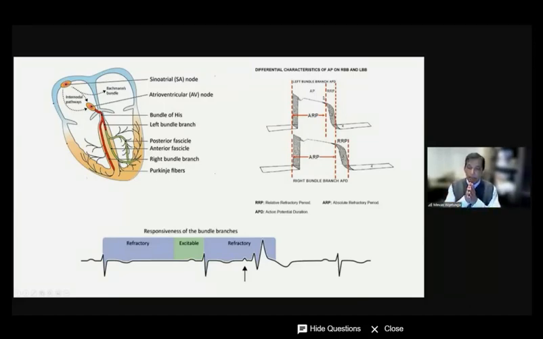So when the premature beat enters the ventricle, the right bundle does not accept this as well as the left bundle. So it travels down through the left bundle and it goes slowly through the right bundle because it's in the relative refractory period. And then you get this right bundle branch block pattern, which is a functional issue. So that is called right bundle branch block aberration because the premature beat falls within the refractory period. And that's what happened here.